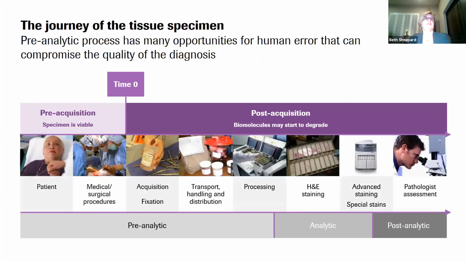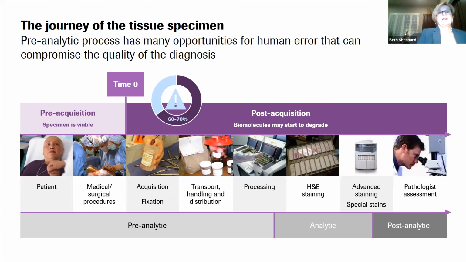So the journey of the tissue sample, like I said, goes from a viable sample from the patient to the post-acquisition stage, where the biomolecules may start to degrade. And it happens from the start, when the patient sample is actually taken out of the body, what we say is time zero. But 60 to 70% of the problems happen in these post-acquisition, or what we call pre-analytic, areas.